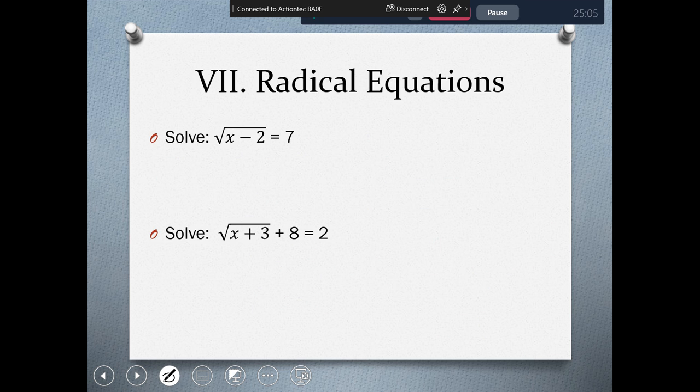So let's do these two. The first one here, my square root is already by itself, so I'm going to square both sides. So my square and my square root cancel out, and I'm left with x minus 2 equals, 7 squared is 49. And I'm just going to add 2 to both sides, and I get x equals 51.